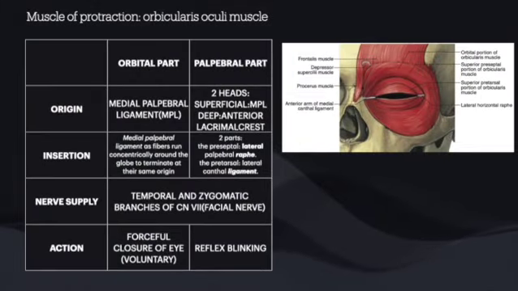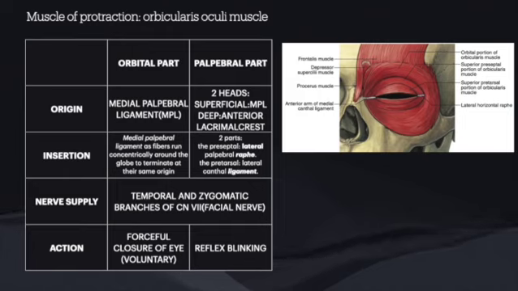Coming to the origin of the orbital part of the orbicularis oculi muscle, in this picture you can see it is coming from the medial palpebral ligament, and it will run concentrically around, and finally get inserted into the same medial palpebral ligament. Whereas the palpebral part has two heads. The superficial head comes from the medial palpebral ligament, whereas the deep one from the anterior lacrimal crest.